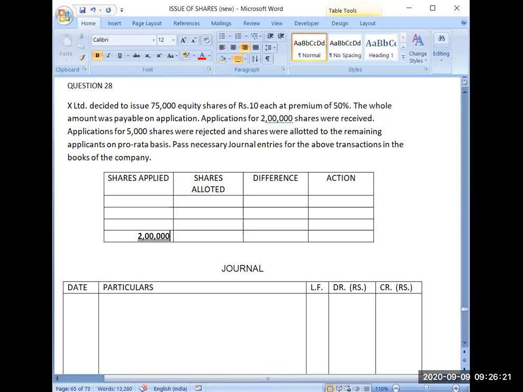Try to answer the questions, and if it is clear, inform me timely so that I do not need to ask again and again whether it is clear or not. Only then this table will be clear. Okay, now total number of shares allotted. How many shares can company X Limited allot here? Total number of shares allotted. Yes, very good.